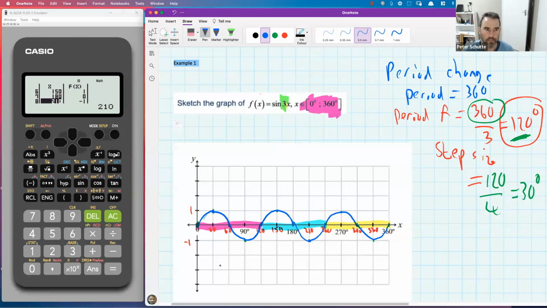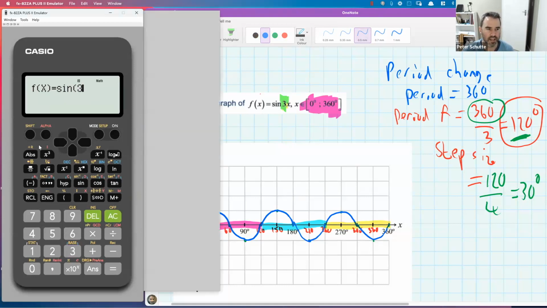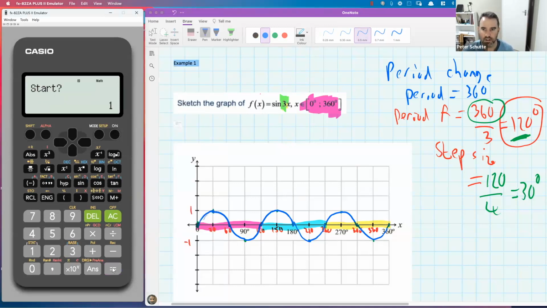So I will repeat the steps on the calculator for you, no problem. Let's go to mode, then table, and you type sine 3 alpha x close. Now you go equals. Some of you will have this g of x, some of you won't, it doesn't matter. You go equals. Start with 0, then equals, end with 360, and that's because of this 0 to 360 here. And then the step size was 30.